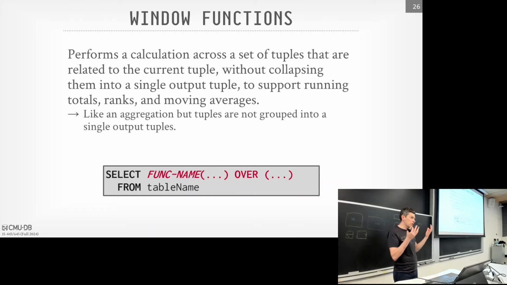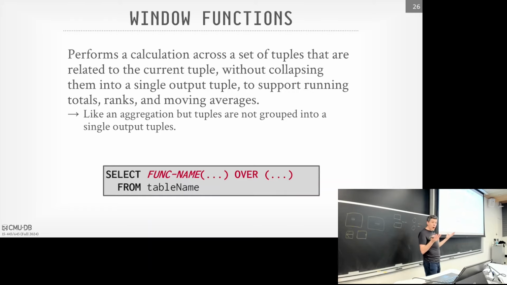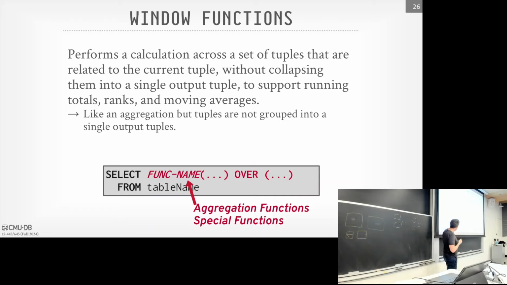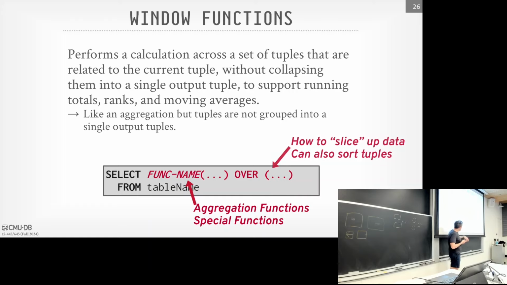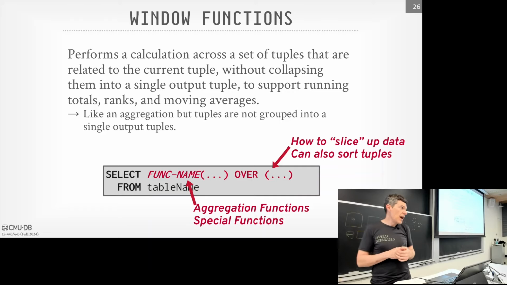So you want to compute a ranking of records, or a moving average, or a running total, even a row number. You could use a window function. The way to think about it is that the function name for the window function will be like an aggregation, or a special one like rank or row number that's specific to window functions. And then you can specify how you want to slice up the data or group it or even sort it to produce the result. You can think of the OVER clause as like a GROUP BY. And this is super common when you're doing time series analysis, when you want to compute a moving average of a stock price or something like that.